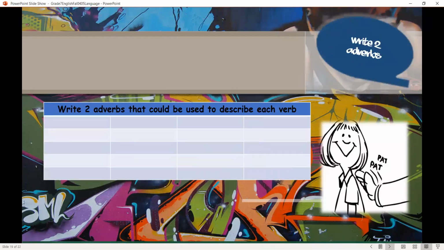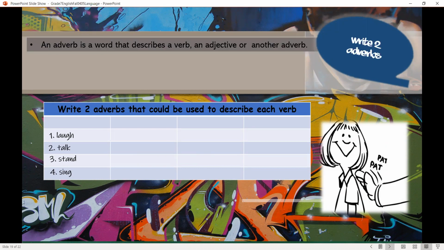So now let's see if you can write 2 adverbs that can be used to describe each verb. Now, there are many verbs that I'm going to give you, but I don't expect you to do it now. You can do it after this lesson, because I've given you quite a lot to practice with. So we have laugh and talk and stand and sing.